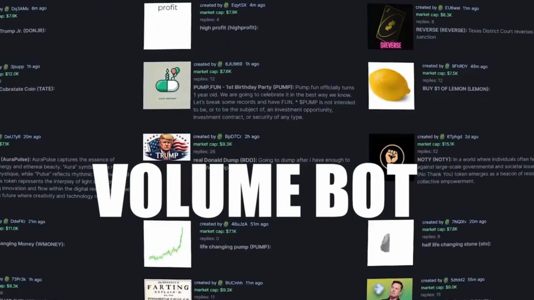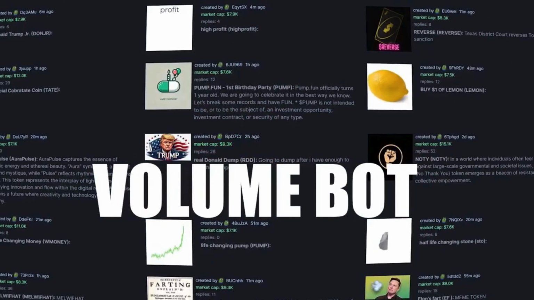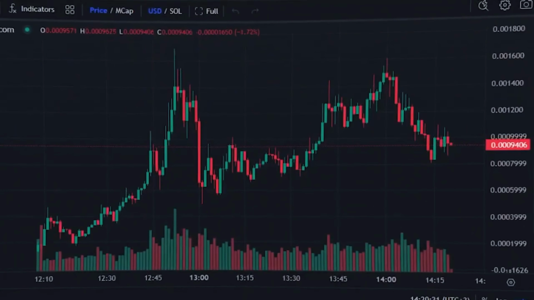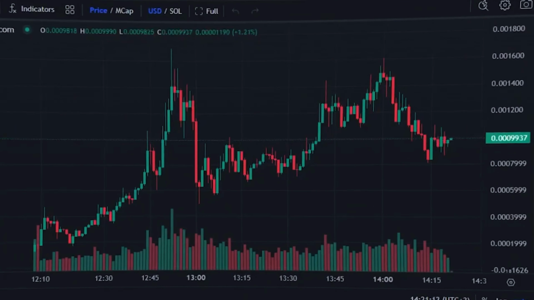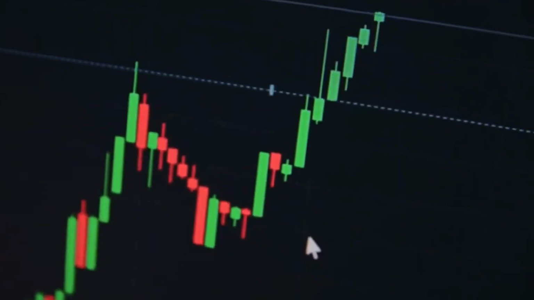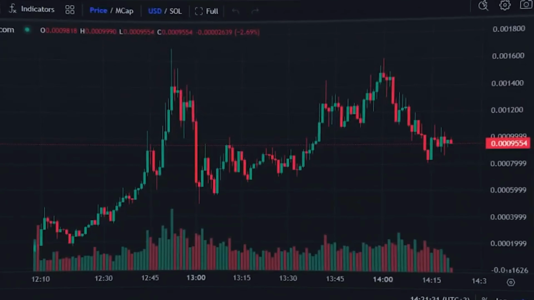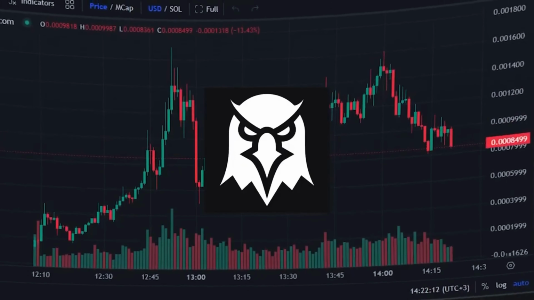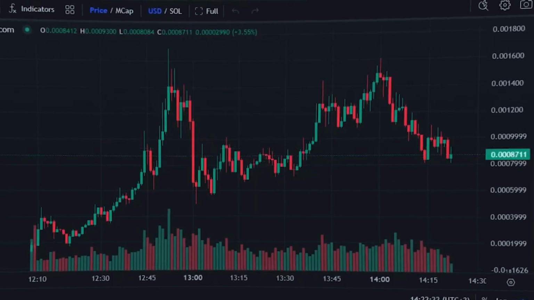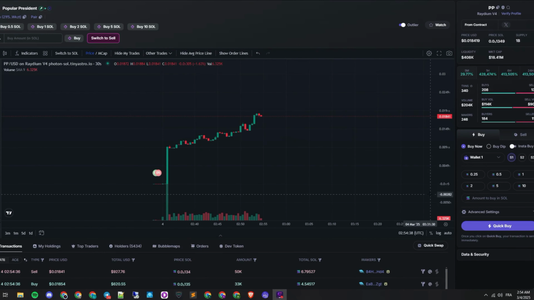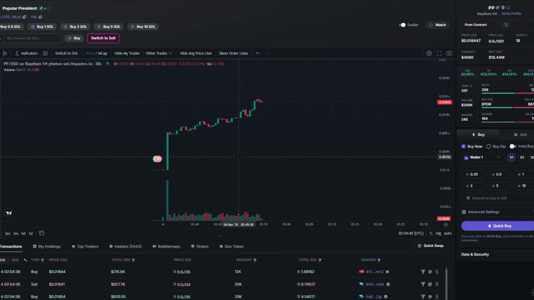So, what is a volume bot? A volume bot is an automated tool that performs buy and sell transactions for tokens on an ongoing basis. It is used by token creators to create the illusion that their token is in demand. Additionally, trading volume is one of the key metrics that well-known token aggregators such as DexScreener pay attention to. The higher your trading volume, the greater the chance your token will be promoted.